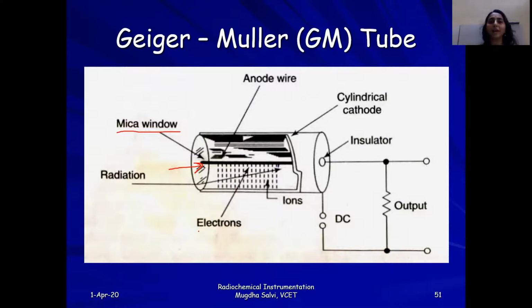Whenever radiations will enter, ionization will take place and electrons and ions will flow towards their respective electrodes. When they are flowing towards the respective electrodes, again there will be a collision between the gas molecules. This produces more number of ions, or this produces more number of ionizations. A similar thing happens with the proportional counter also. In proportional counter also, there will be a multiplication or amplification of the single radiation that is received. Similarly, in GM tube also the same thing will happen.